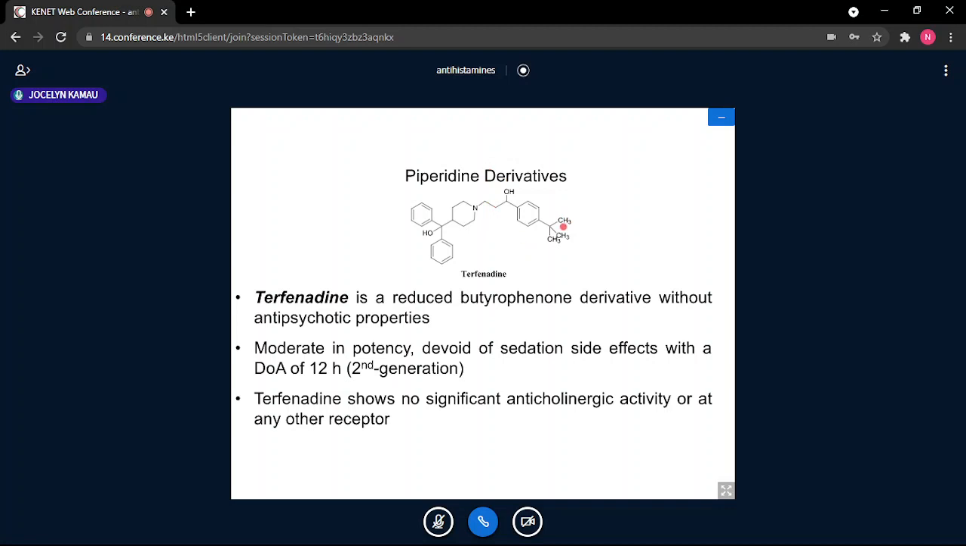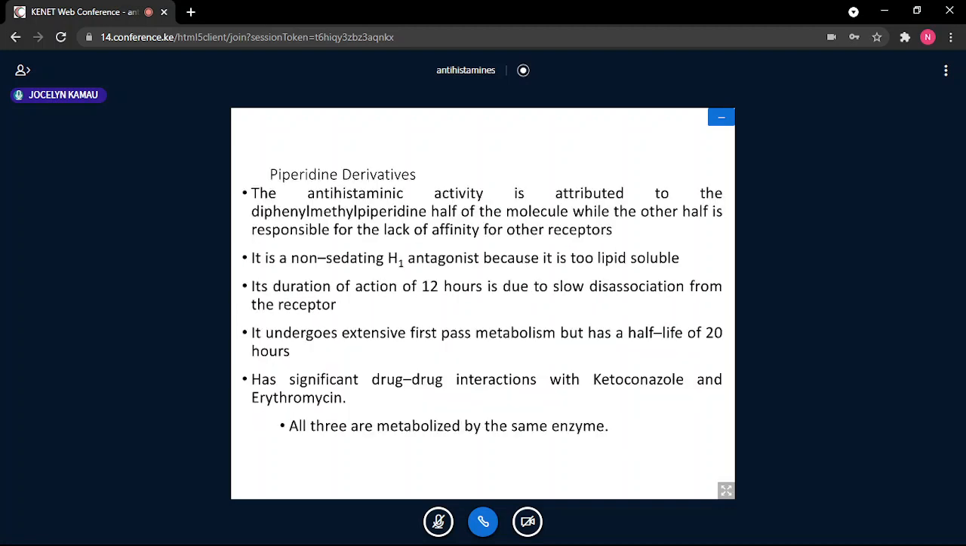The other portion of the molecule is what is responsible for this drug having selectivity for the H1 receptor. So the diphenyl methylpiperidine half gives us antihistaminic activity, while the other half is responsible for the lack of affinity for other receptors. It is a non-sedating H1 antagonist because it is too lipid soluble, meaning there will be low concentration in plasma. I've already explained that.